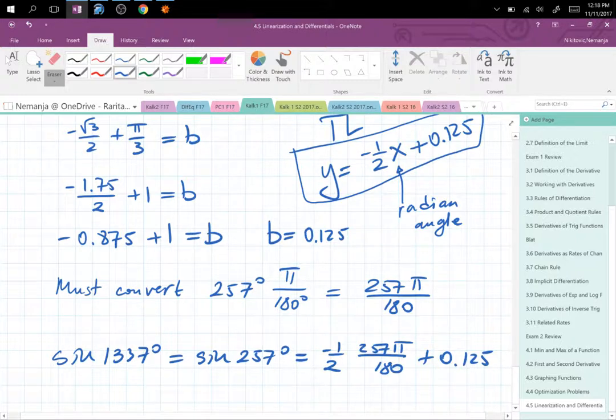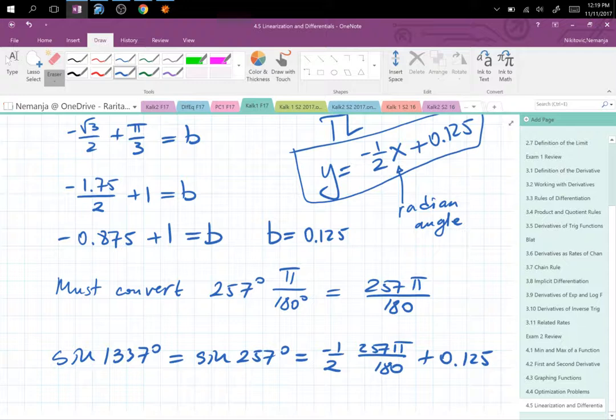If you punch this in a calculator, you better get an answer that is close to the other things. You know, maybe we did something wrong, but it has to be close. So negative 0.5 times 257 pi, 1/2 divided by 180, plus 0.125.